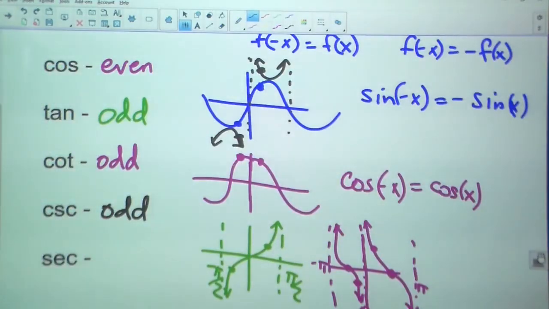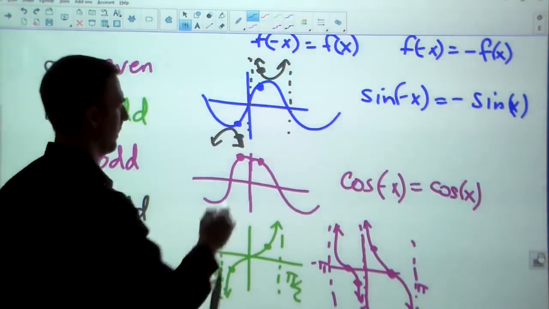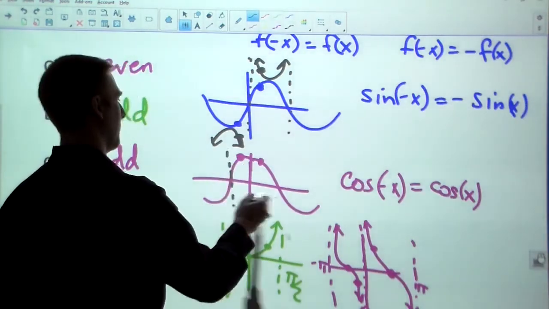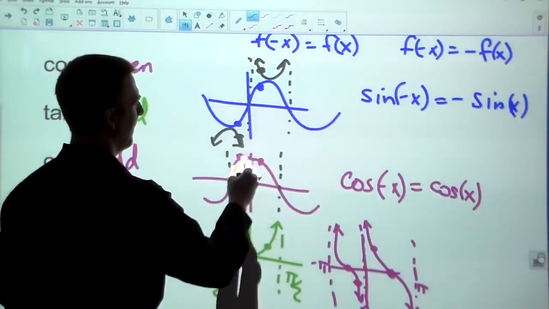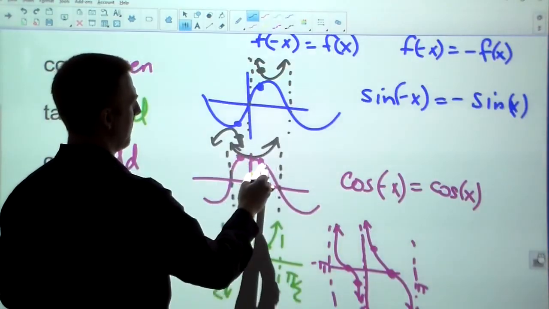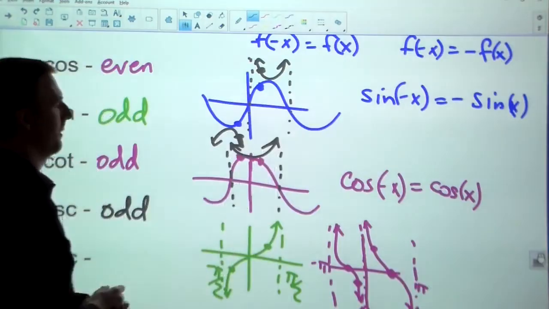Secant, it's going to use the cosine function. And similar logic, anywhere you had 0, you're going to have an asymptote now. Sort of parabola-like shapes. You can see the symmetry there, so that one's going to be even.